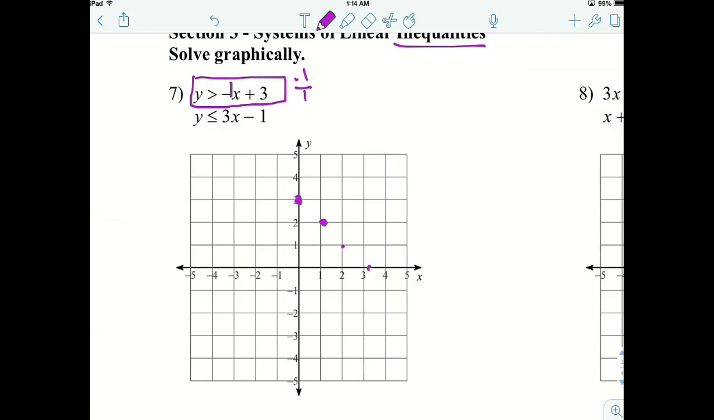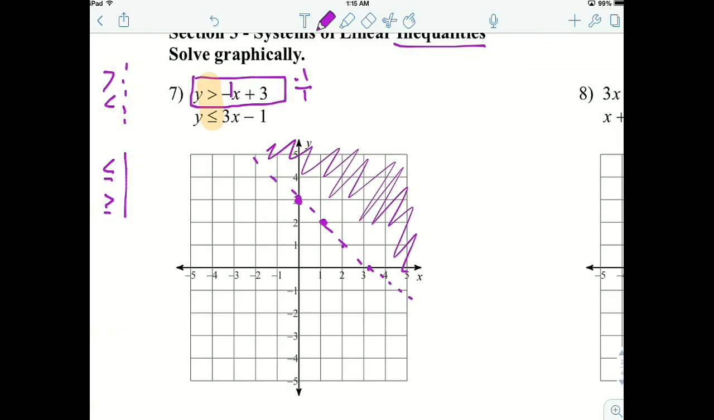Then I have to decide if I do a solid or dashed line, and that comes from the symbols here. The symbols that are greater than or just less than are going to be dashed lines. The ones that are greater than or equal, less than or equal, those are going to be solid lines. So in this case, this first one, y is greater than, is going to be a dashed line. Since y is greater than, we shade above for that particular line, for that region.